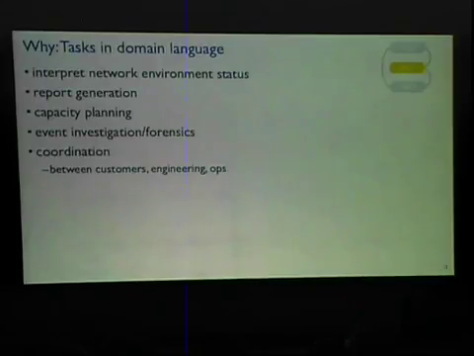So in domain language, what were the people worrying about? This is actually a mix of frontline operations and more forensic analysis. So it was things like interpret the status of the network environment, generate reports, do capacity planning for when to add or get rid of machines, and investigation of events in a forensic way of why did things just go wrong and everything melted on the day that ESPN was running this basketball game, because AT&T is actually doing managed hosting for some very big firms. And then a lot of coordination between customers and engineering and ops.